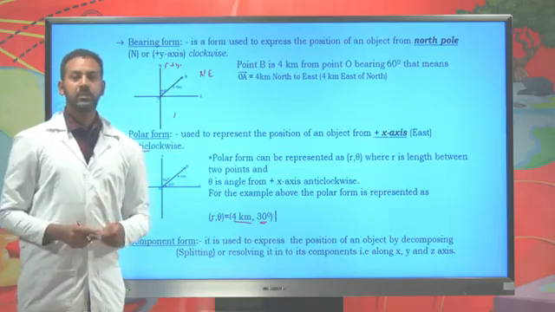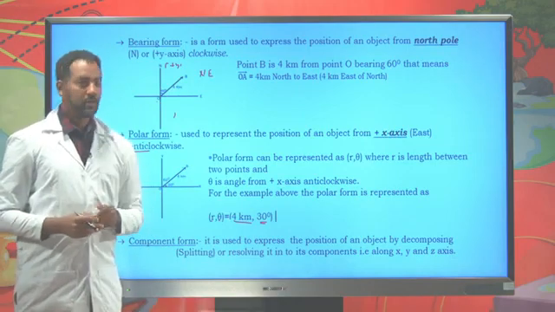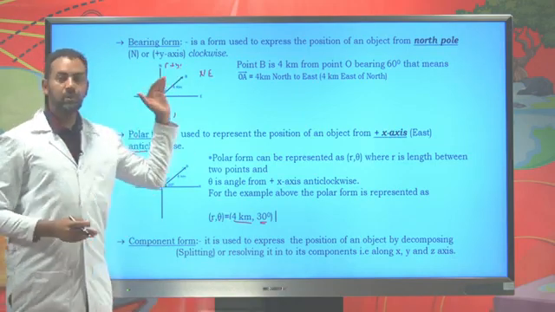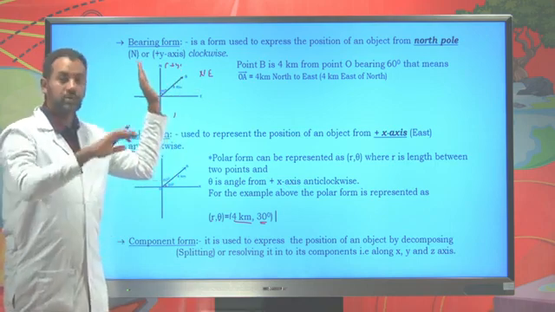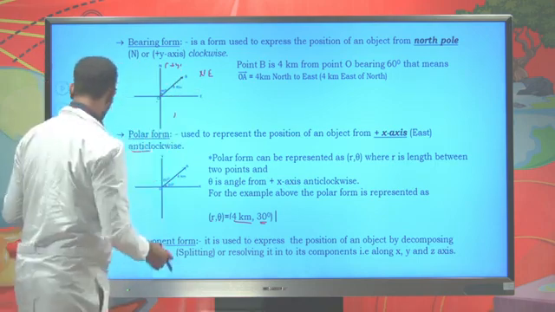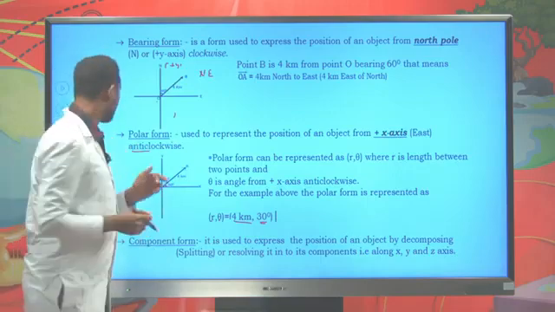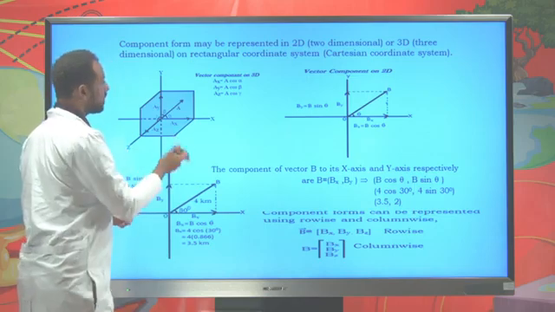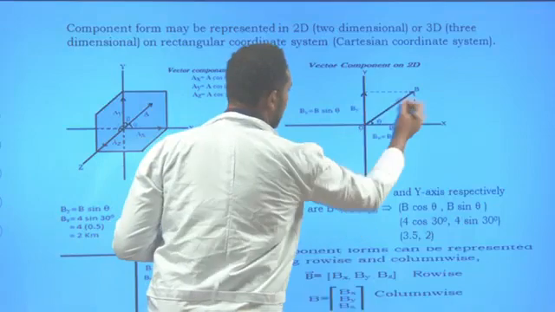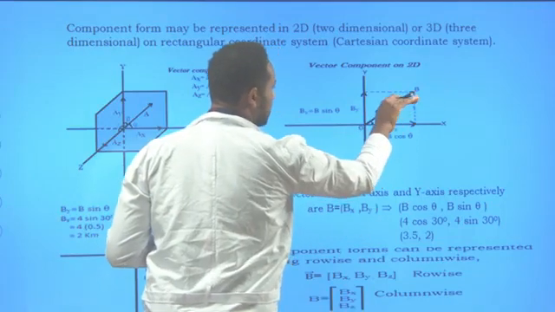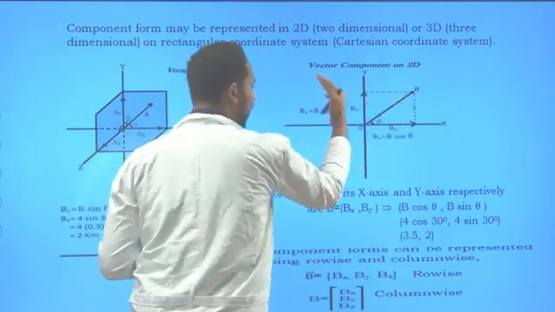And the third method is the most common method, and it is known as component form. A given vector can be decomposed into its coordinates, along the x-axis, y-axis, or z-axis. Therefore, the component method is splitting a given vector into its components. Suppose here you have a vector, the previous vector that we discussed, from O to B. It's possible to decompose this vector along the x-axis and the y-axis.